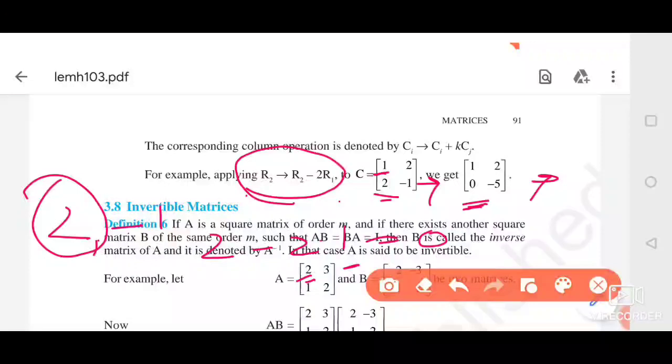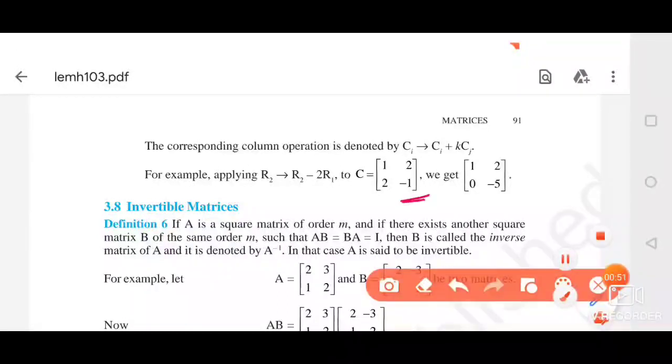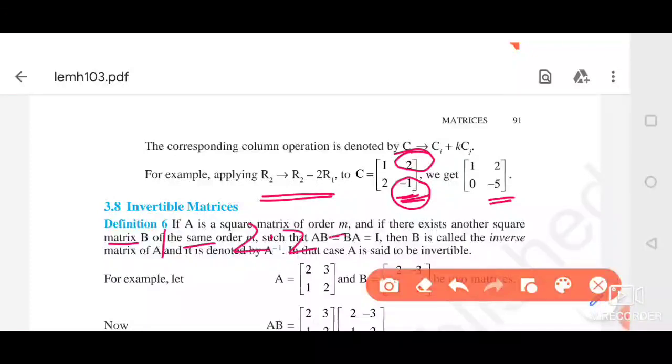Now, for the next element, in the first matrix it is minus 1 and in the next matrix it is given minus 5. How they have got this one? So, the transformation was R2 minus 2R1. So, minus 1 minus 2 into 2. So it will be minus 1 minus 4, so minus 5. In this way also we can transform the matrix.